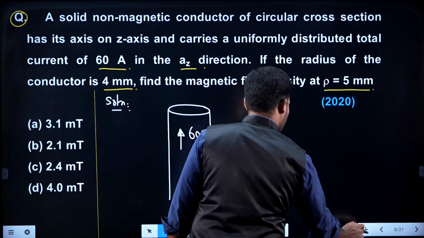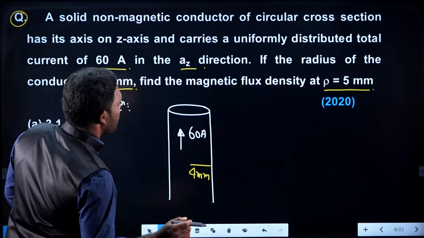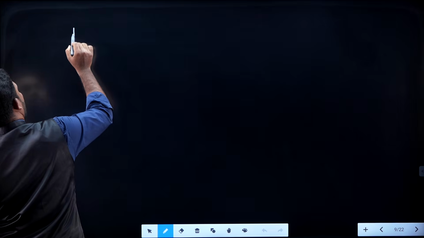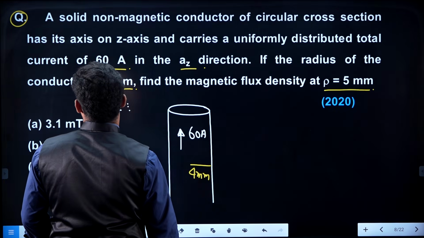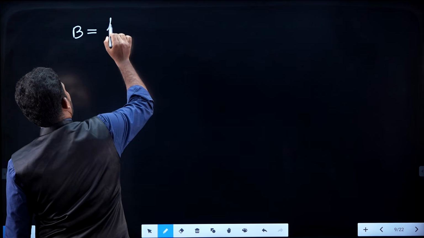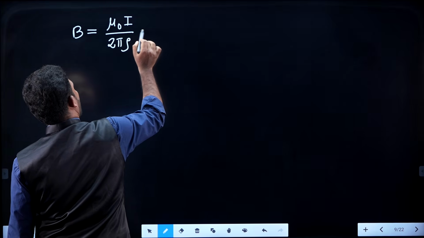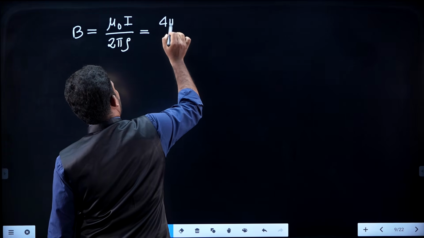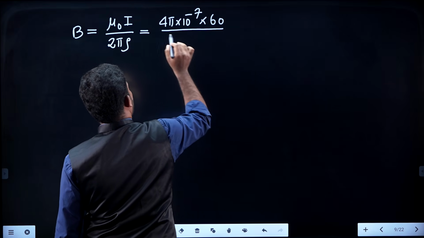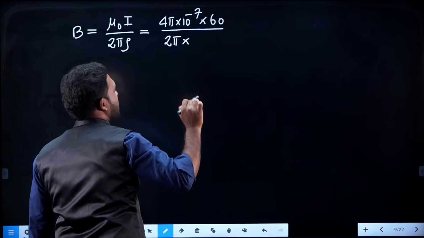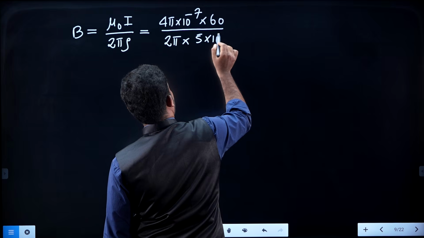Let me turn the page here. The formula is asking for the flux density B. I am going to take only the magnitude. B is equal to, did he mention any medium? In free space, obviously. So, here B = mu naught I divided by 2 pi rho, which is 4 pi into 10 to the power of minus 7 into 60 divided by 2 pi into 5 mm, 5 into 10 to the power of minus 3.